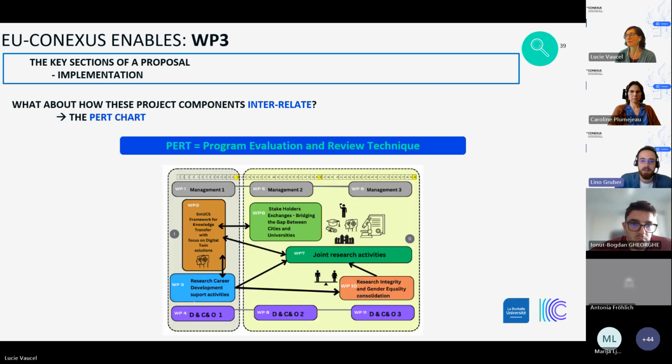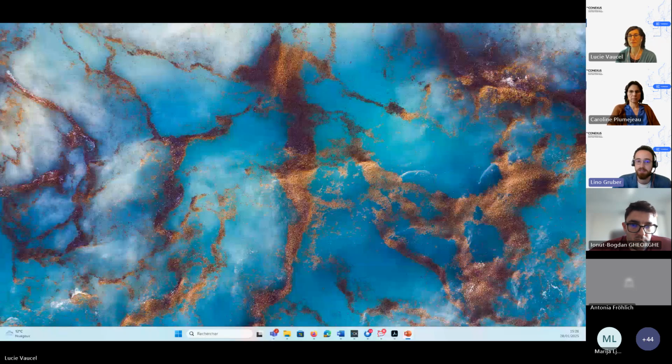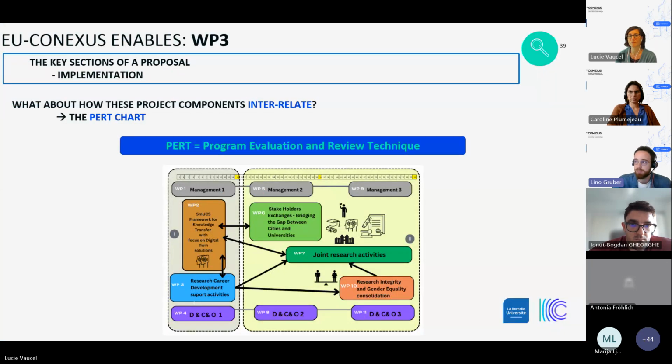The PERT chart, PERT is an acronym, actually. It means Program Evaluation and Review Technique. And it's basically a graph showing how the different project components are all interconnected. So this might ring a bell to maybe Bogdan, because it's an example from EU-CONEXUS Enables, the project.